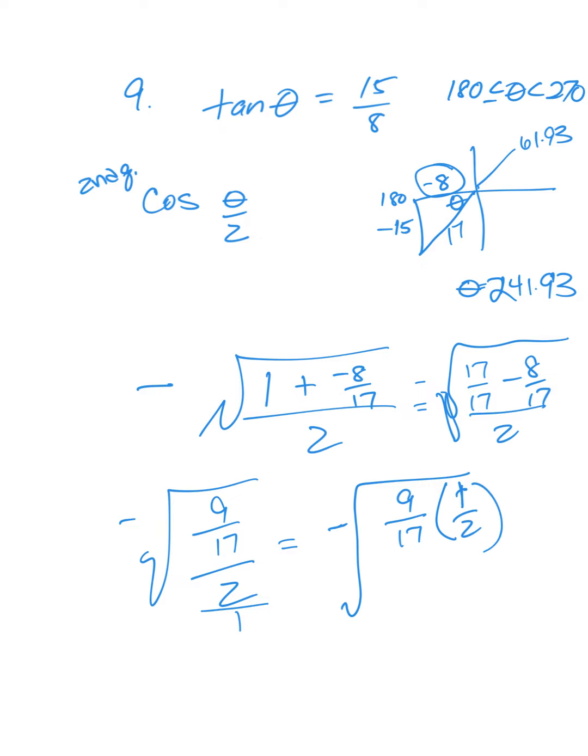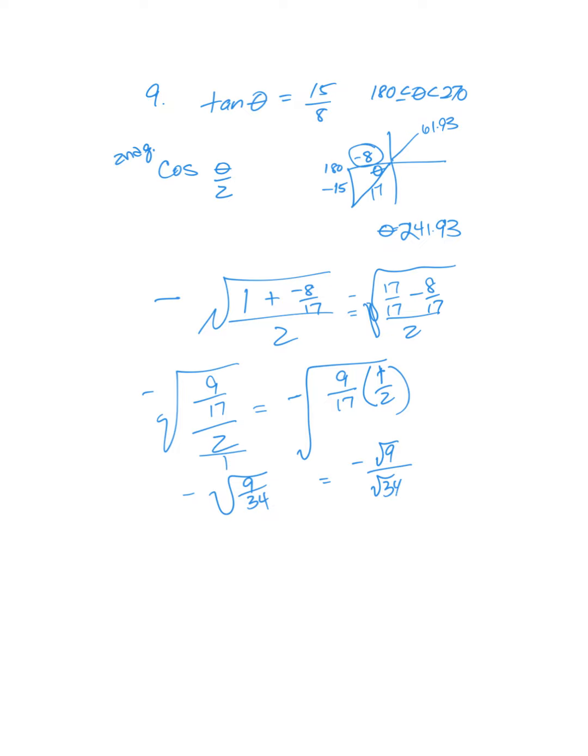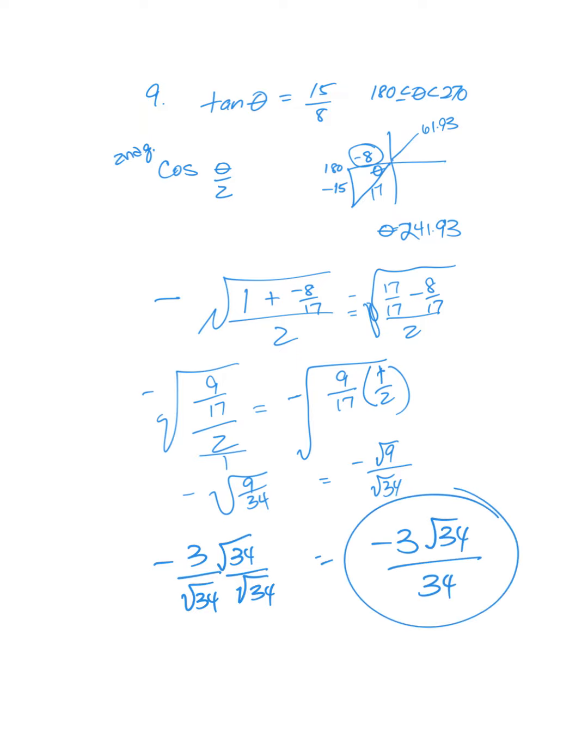And that's going to be negative square root of 9 over 34, which is negative square root of 9 over square root of 34. And I have the ability to do this. So we have negative 3 over root 34. And we can't have a radical in the basement. So we multiply it by root 34 over root 34. And we get negative 3 root 34 over 34. And the 3 over 34 does not reduce, so that is the final answer.